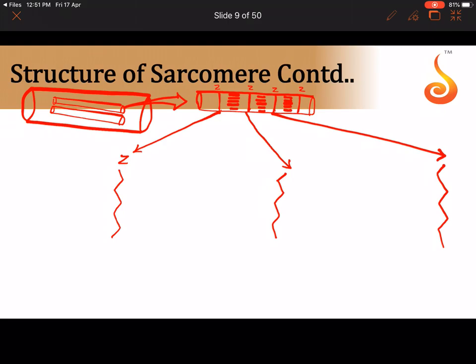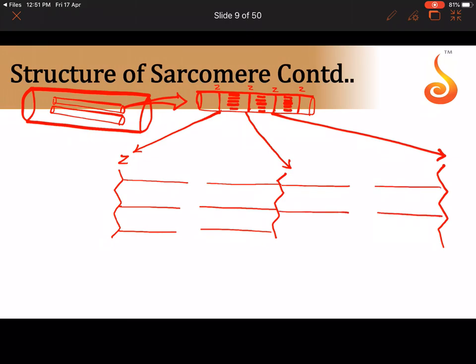Now from the Z lines you have structures which are projecting to the center. Very thin protein filaments are projecting to the center of the sarcomere. See, from the Z lines you can see these structures projecting, and from here also they project to the center of this sarcomere. Now tell me, how many sarcomeres have I considered? Please remember, this is one Z line, this is the second Z line, this is the third Z line. So I have taken 2 sarcomeres. From here to here is one sarcomere, and from this Z line to the next Z line is the next sarcomere.